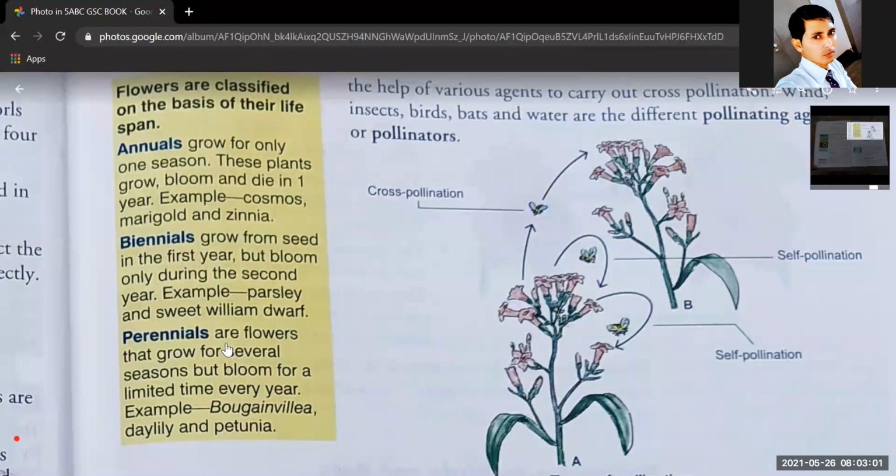Then perennials. Perennials are flowers that grow for several seasons but bloom for a limited time every year. Example, bougainvillea, then daylily and petunia.